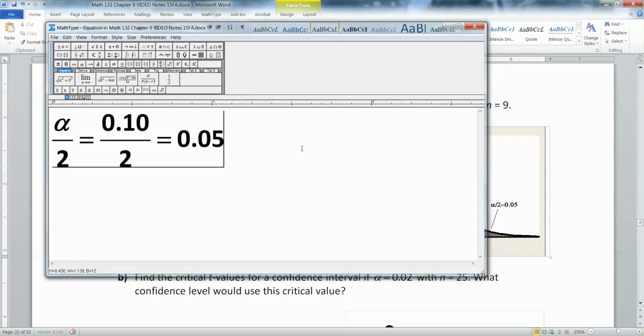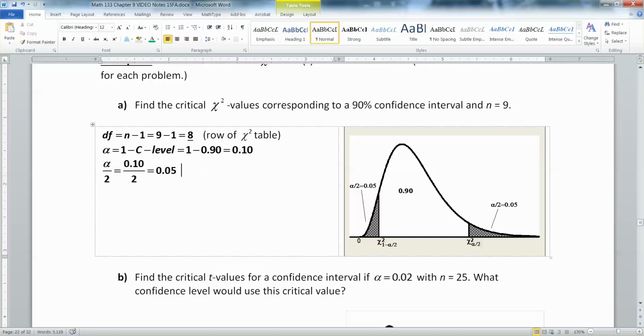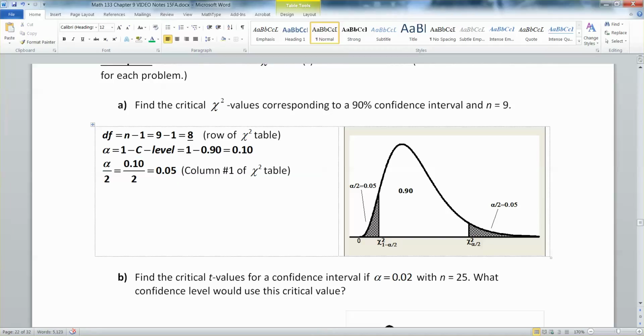All right, that's the column that we're going to use from our table. Well, it's the first column, let me put it that way. So column number 1 in the chi-square table is going to be 0.05. Now we need column number 2 because you're going to have to find two separate values, right? You can't use the same value for both of them. So that's the one on the right we just found. The one on the left is going to be 1 minus alpha over 2. So I want 1 minus 0.05, which would be 0.95, and that'll be column 2.